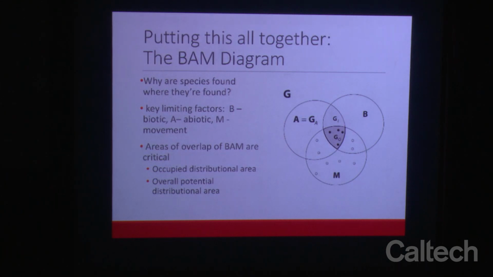So putting this all together, this is, I think, a conceptually nice framing around what we're trying to model and how we're trying to generate habitat models, especially using presence-only data. And this is really about why species are found where they're found, and these key limiting factors, including biotic factors shown as B in the BAM diagram, abiotic factors, and movement factors. And it's the area of overlap of these biotic, abiotic, and movement factors that is critical for determining the occupied distributional area and the overall potential distributional area, which is this intersection of the abiotic and biotic factors.